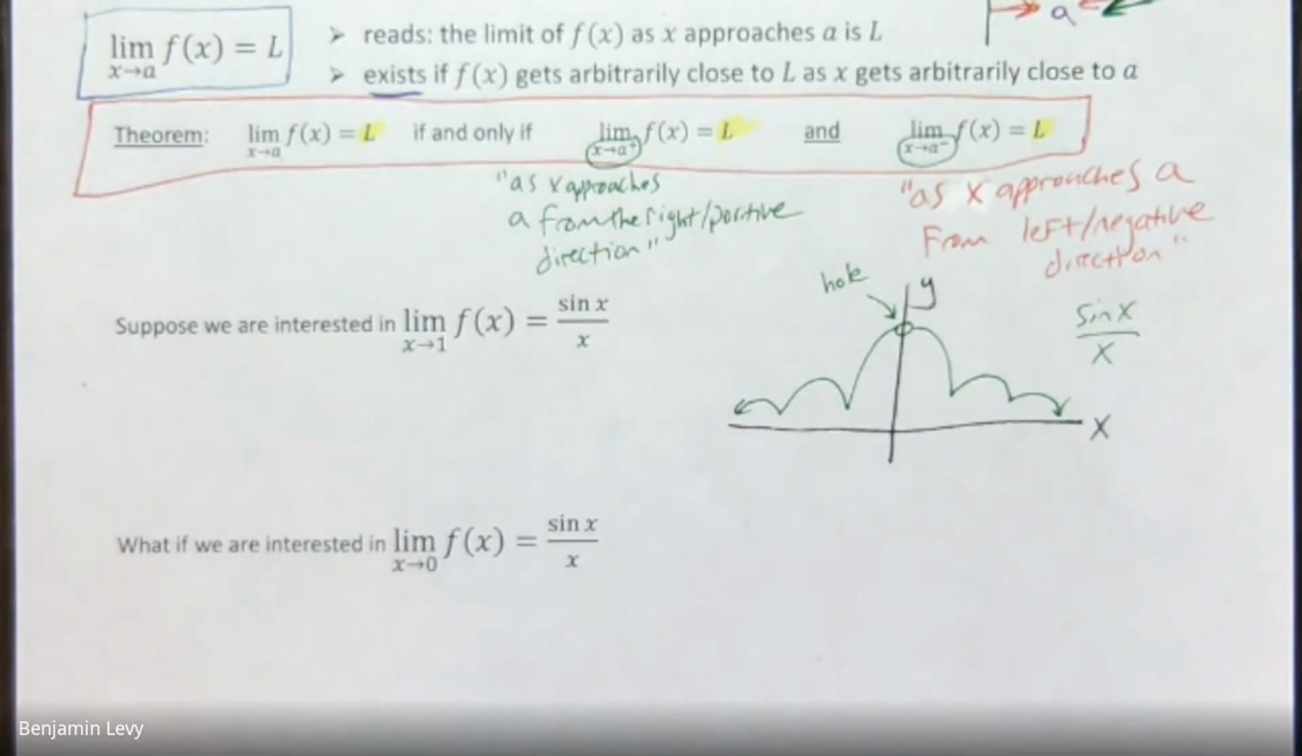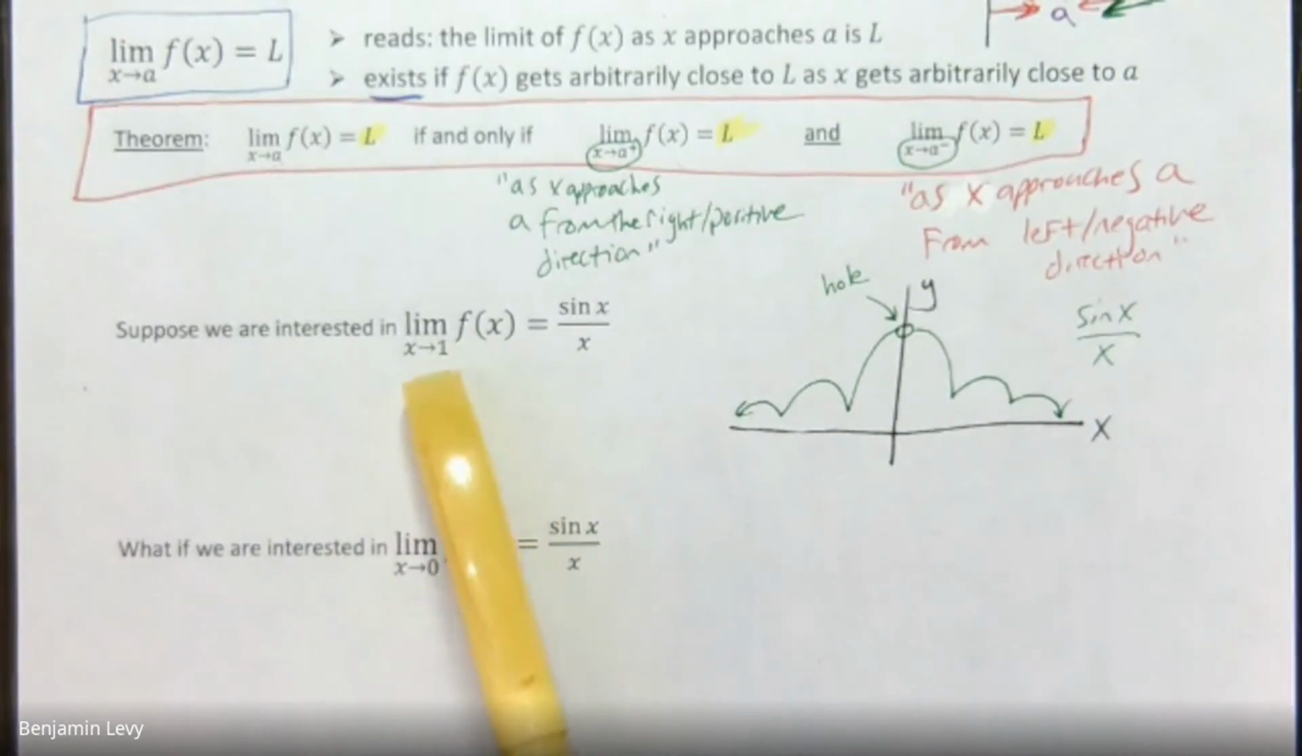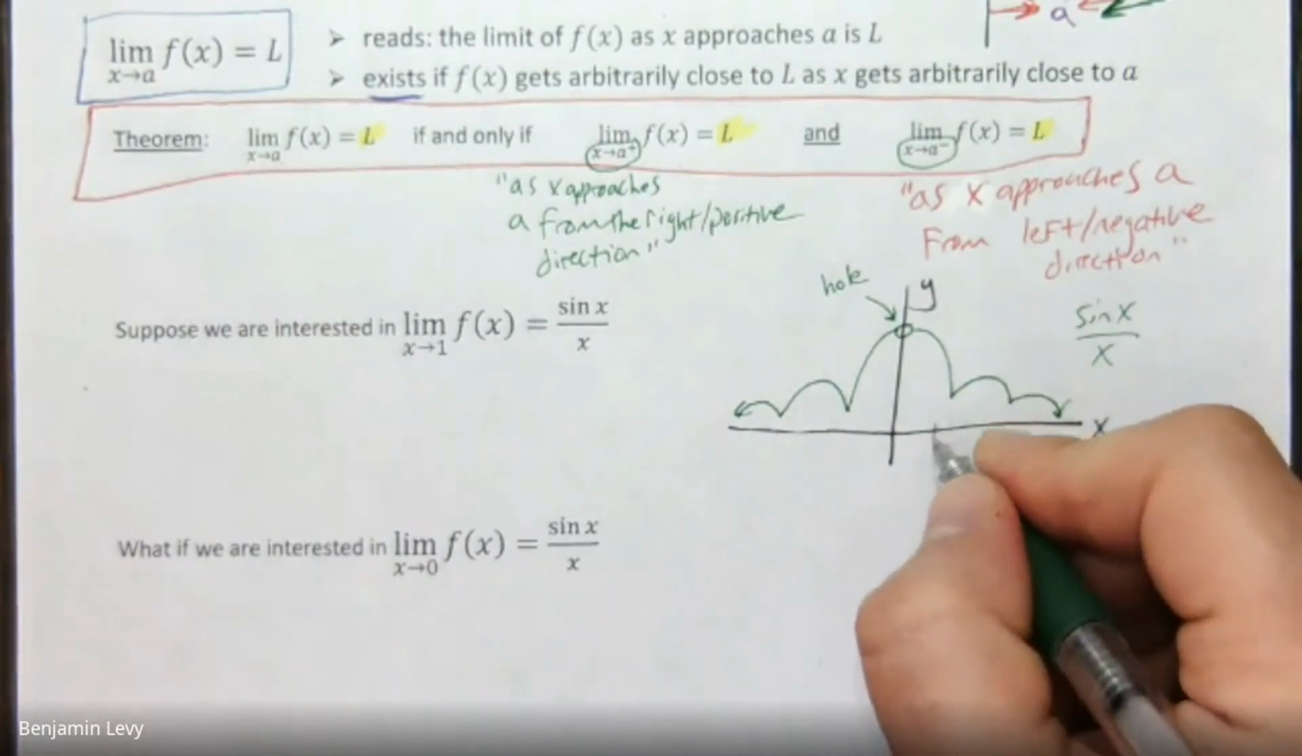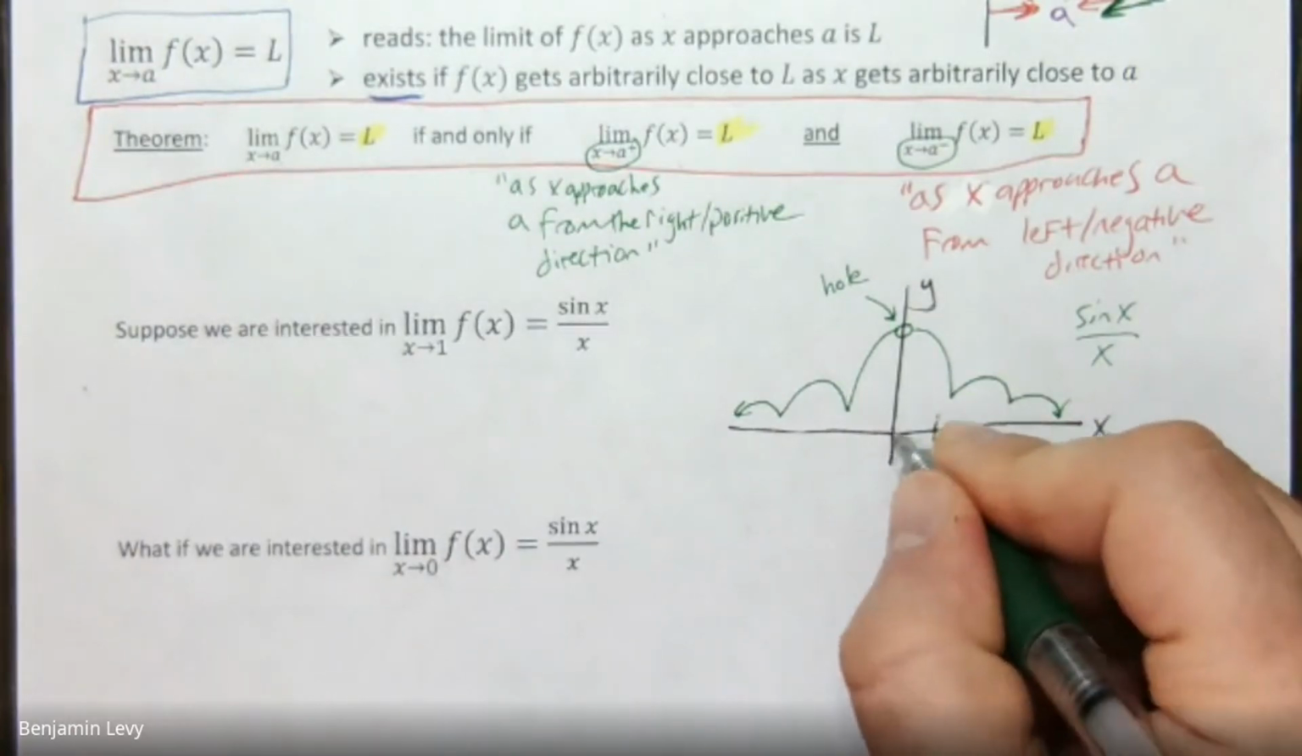And if you look at the two limits, we're going to look at the limit as x approaches 1, and then the limit as x approaches 0. And so 0 is where the hole is, right? And 1 is, I remind myself where 1 is, approximately right here. Right? And obviously 0 is right here.